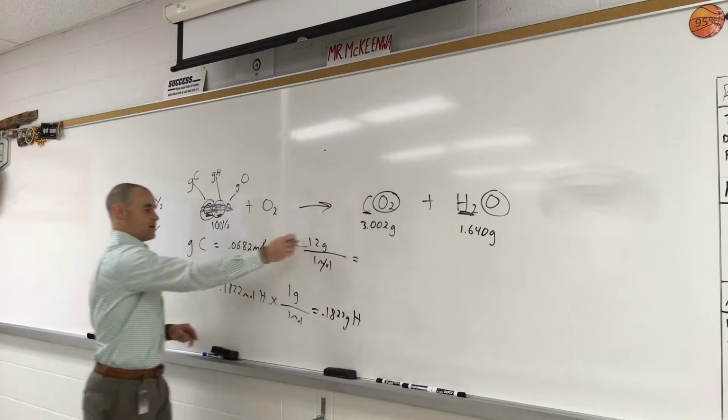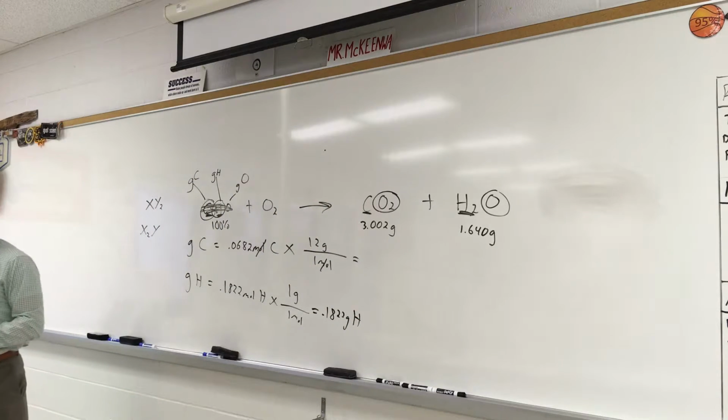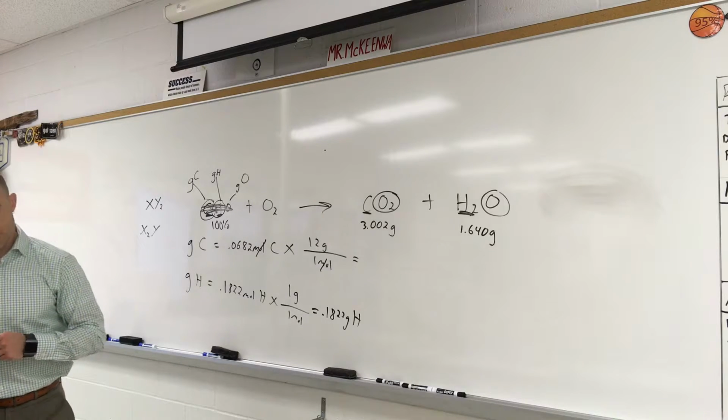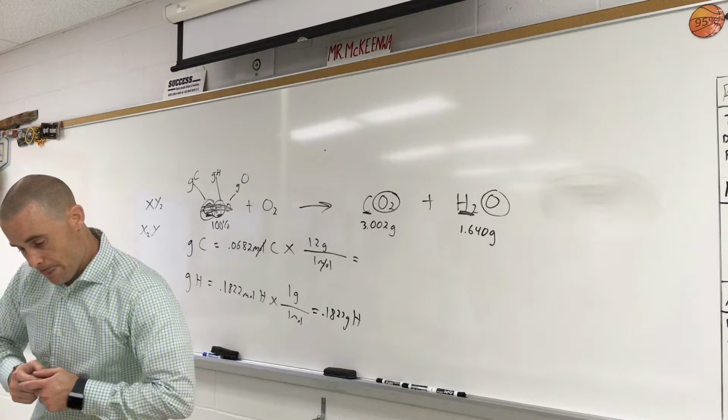So somebody do this for me. 12 times 0.0682. What do we get for grams of carbon? Just shout it out when you get it.